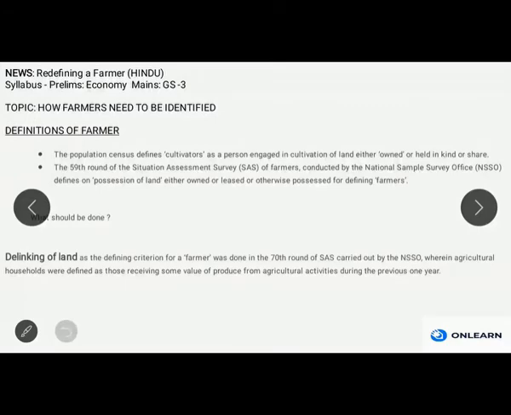There is a Hindu news article that speaks about redefining a farmer. Now, as far as the syllabus is concerned, in the prelims it comes in the economy section, and as part of mains, it is in GS3, that is economy. Now, the topic is related to how farmers need to be identified. Here we are speaking about the definitions of a farmer. Usually, the definitions come from a government perspective.